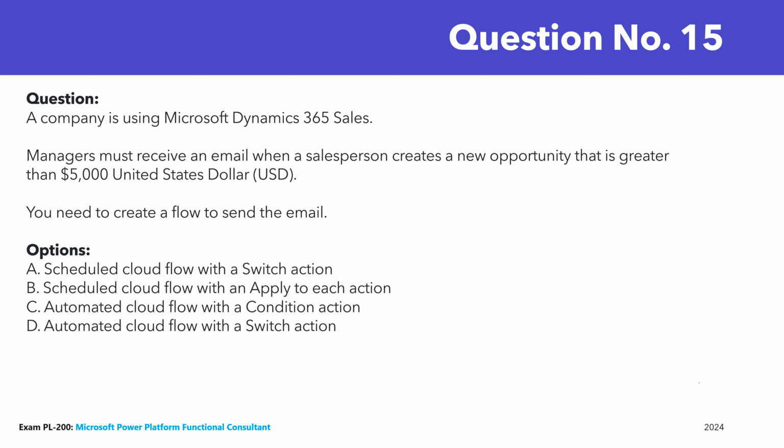Question: a company is using Microsoft Dynamics 365 Sales. Managers must receive an email when a salesperson creates a new opportunity that is greater than $5,000 United States dollars. You need to create a flow to send the email. Options: A. Scheduled cloud flow with a switch action. B. Scheduled cloud flow with an apply to each action. C. Automated cloud flow with a condition action. D. Automated cloud flow with a switch action.